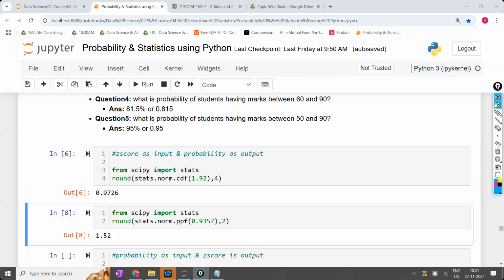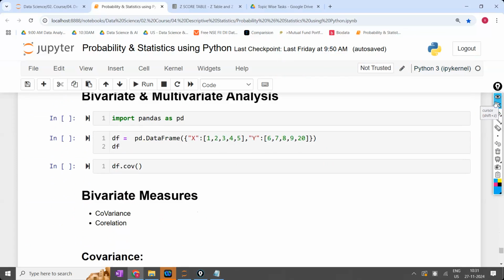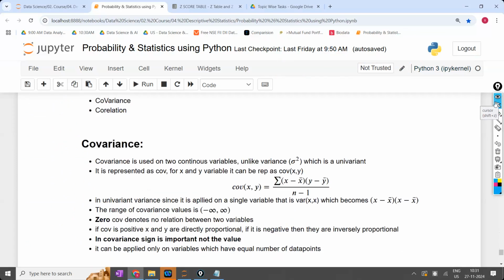In tomorrow's class, we'll continue with the next concept, bivariate analysis, that is covariance and correlation, followed by confidence interval and central limit theorem. These are the two things we are going to cover from inferential statistics. Today is Wednesday, right? Tomorrow we'll cover this, Thursday, Friday we'll start with the inferential statistics, and this Saturday you are having the class.